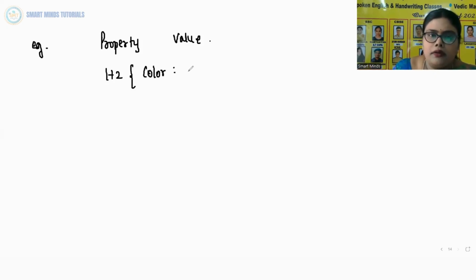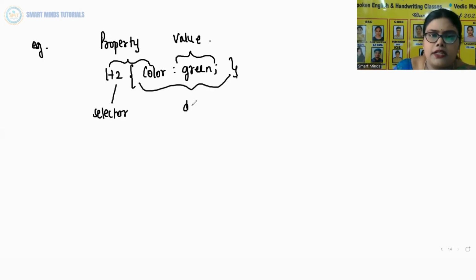Okay, let us take an example. Property, value. So how do we give H2? Flower brackets open, color, colon, green, semicolon. So this is property, and this is value. And H2 is the selector. And this color green is the declaration.